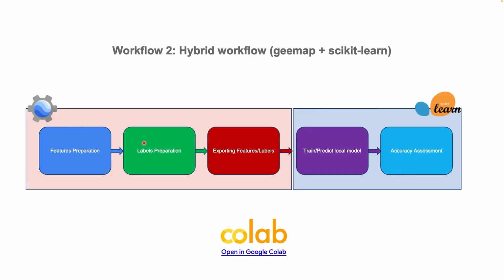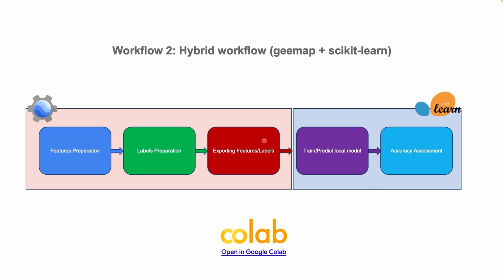But if you're interested in more advanced classification frameworks such as the hybrid framework, you can follow this guide, in which you can use Earth Engine to create your features and labels. And then you can convert those features and labels into numerical numpy arrays and then use those numpy arrays to train the classifier and do the accuracy assessment locally using the scikit-learn Python module.